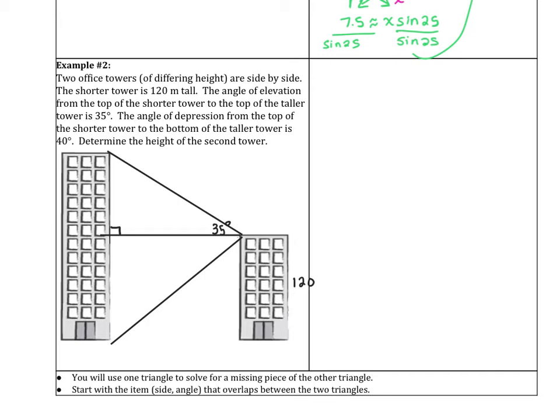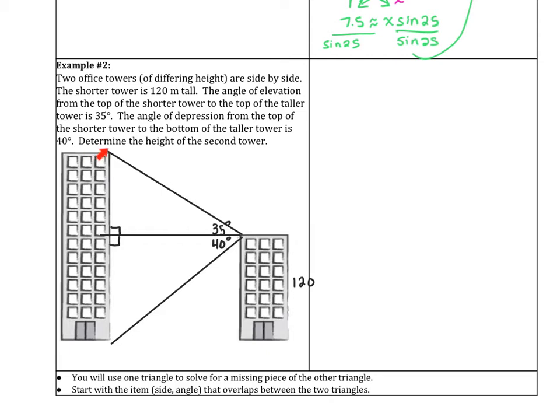So again, we now have a right angle triangle, and the angle of depression will go from the horizontal line down. So this is the 40. Don't make this the 40. This is the 40. Horizontal down is angle of depression. Horizontal up is angle of elevation. So this is 40 degrees.